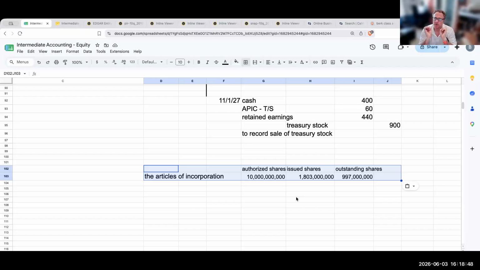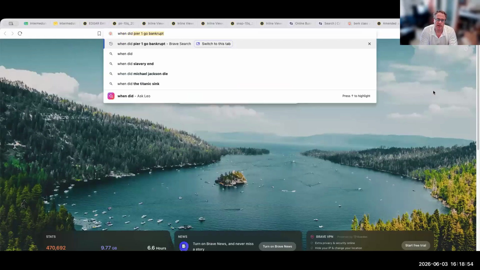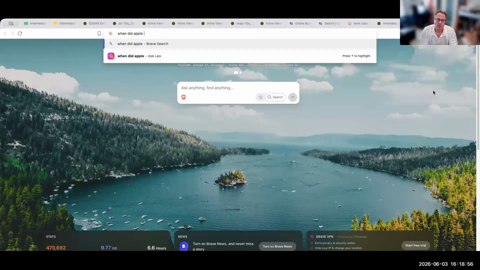But when we talk about stock splits, why exactly does this happen? Well, when did Apple split its shares historically?